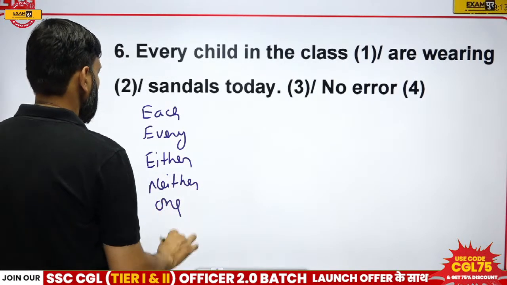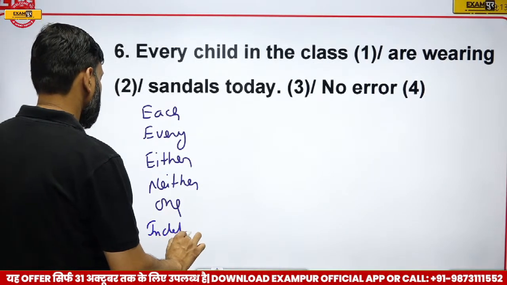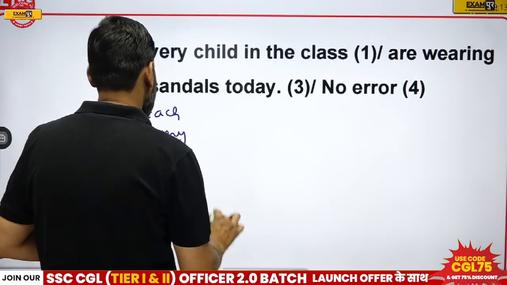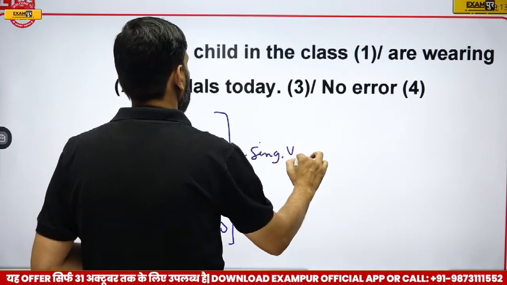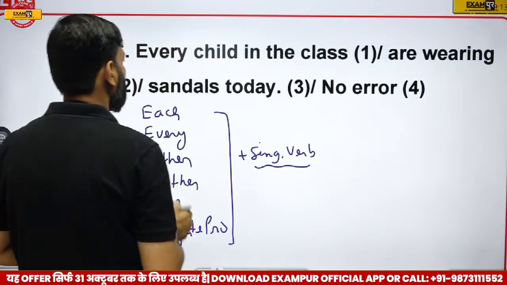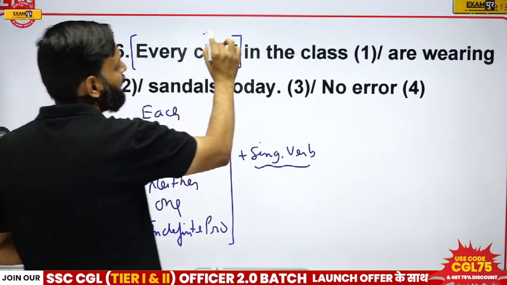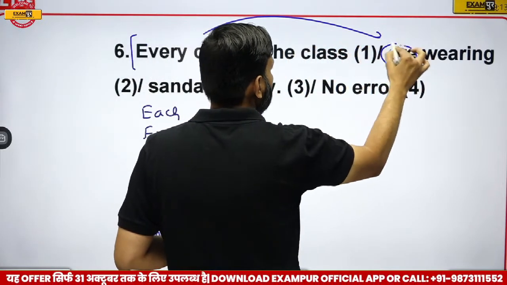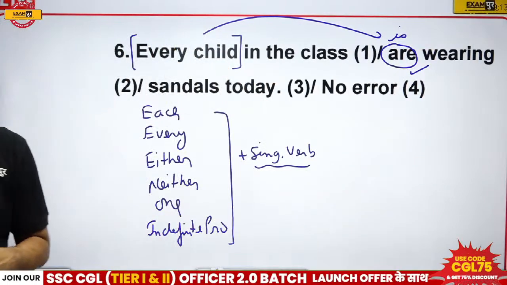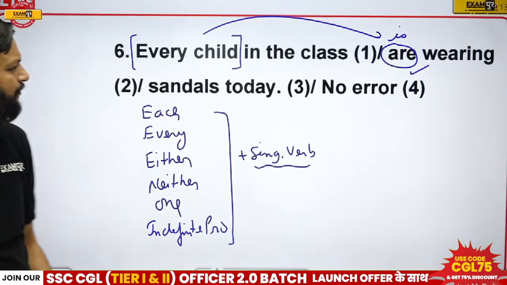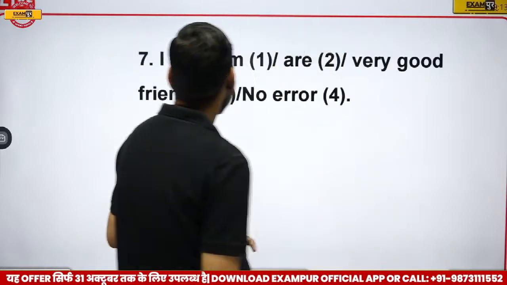neither, one, okay, and other indefinite pronouns are always followed by a singular verb. So here we are talking about every child, and if we are talking about every child, it should be followed by a singular verb. So here are will be replaced by is. Okay, this is a very easy question.